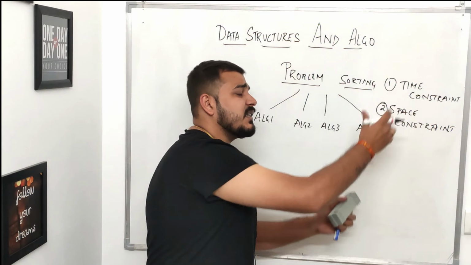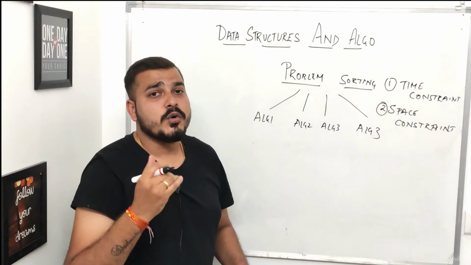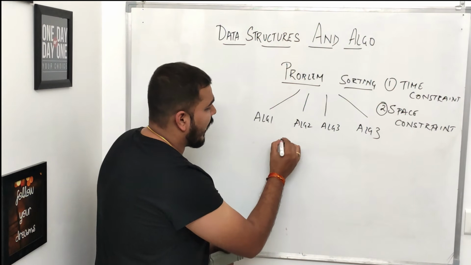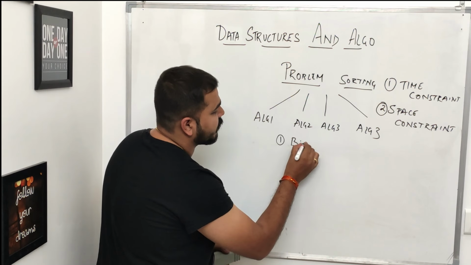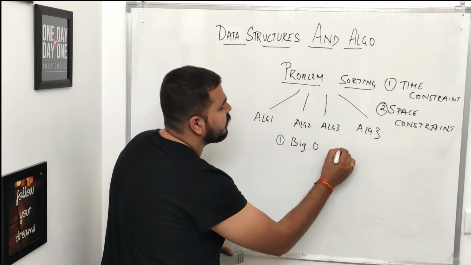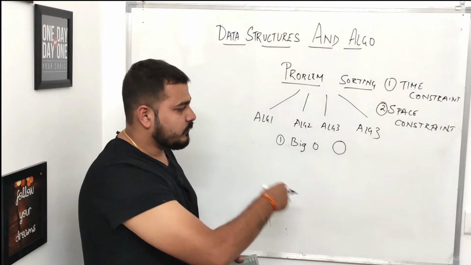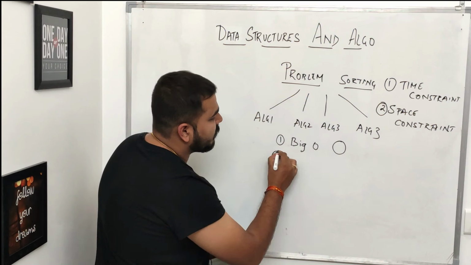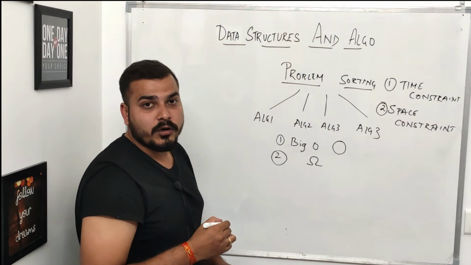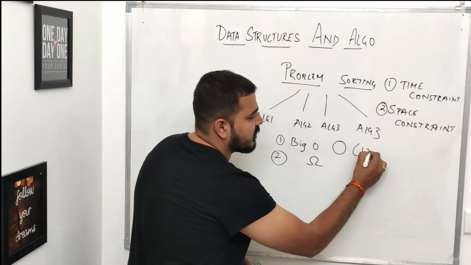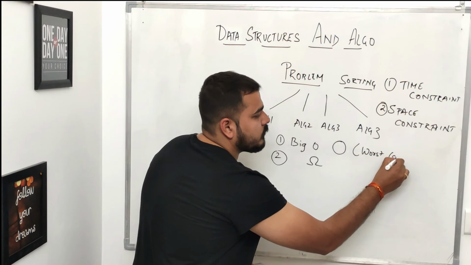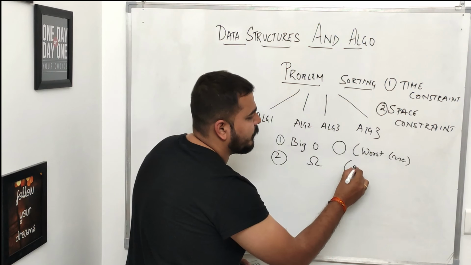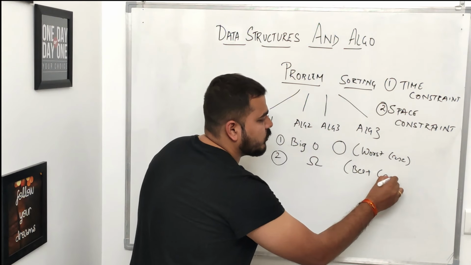So considering this time constraint, we have some notation. I will be saying something called big O notation, which is given by O. There will also be something called omega notation. Big O is basically called the worst case, and omega is called the best case. I'll just discuss these two right now.